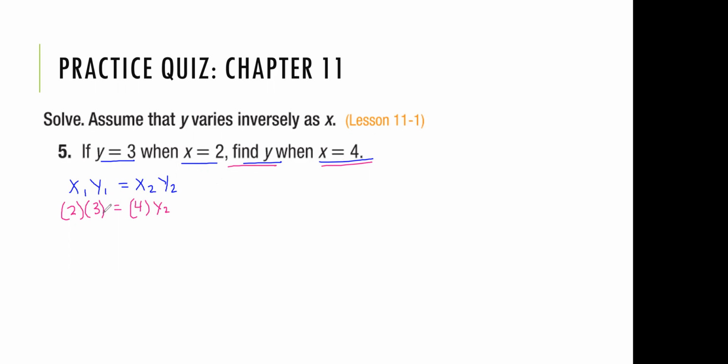So we've got 2 times 3, which is 6, and then 4 times y, the y value of the second point. So then I would divide both sides by 4, and I end up with 3 over 2 is the y value of the second point, and I can rewrite that as 1.5. That is the value of y for the second point, okay?